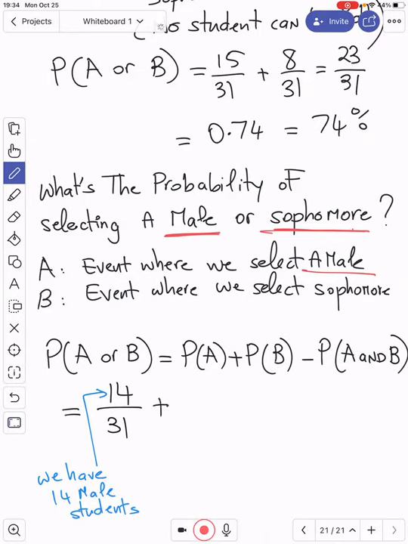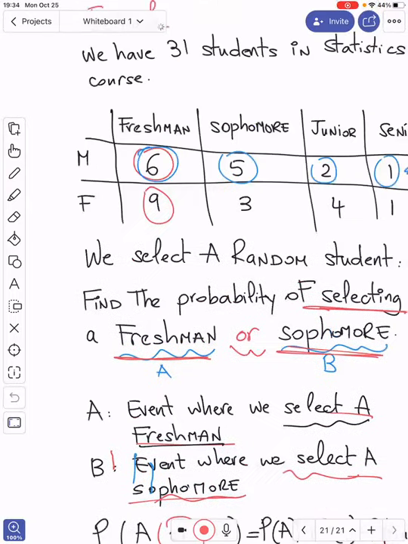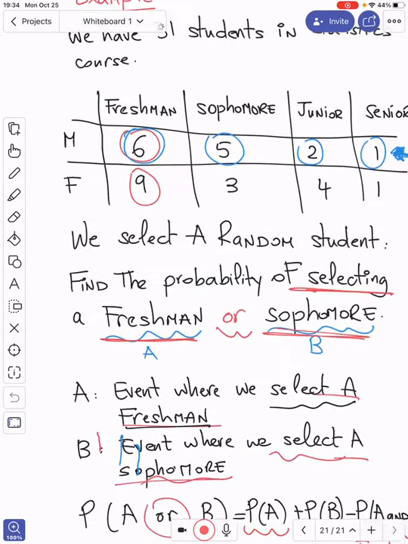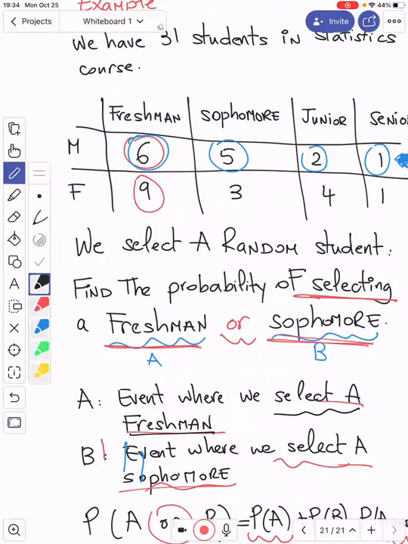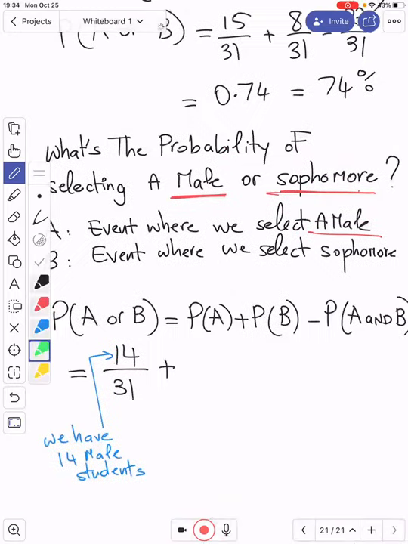Probability of B. B, this is when you select a sophomore. So the question is, how many sophomore students? Well, there are five male sophomore and three female sophomore, right? So in total, as you can see, we have eight, right? We have eight sophomore students. So in total here, we have eight sophomore over the total number of students, again, 31.